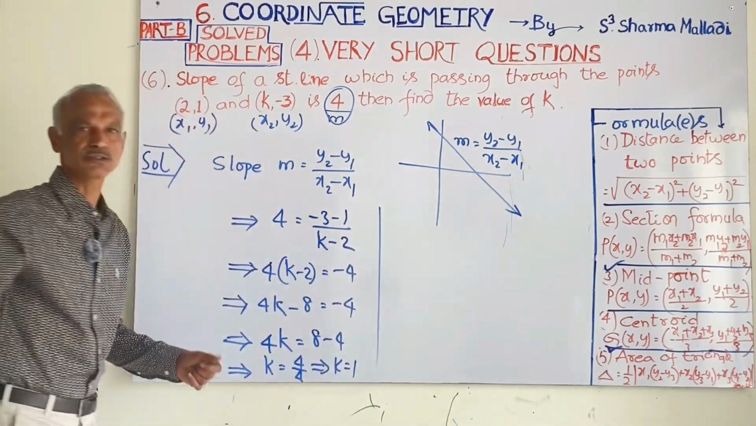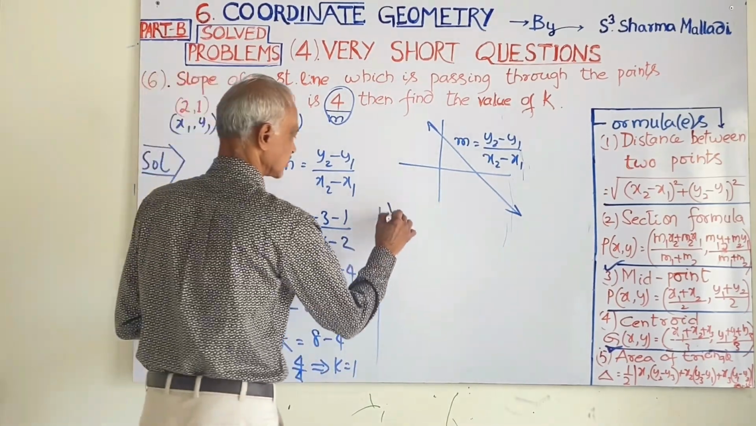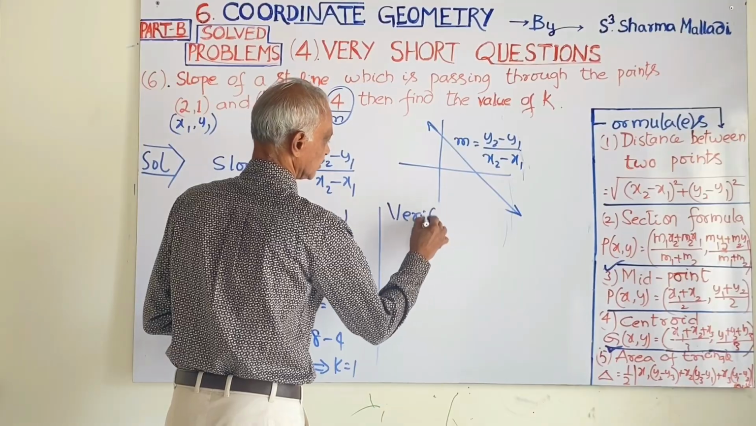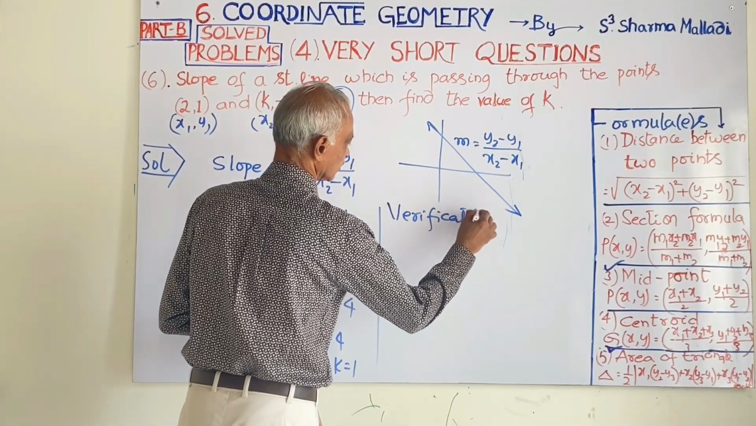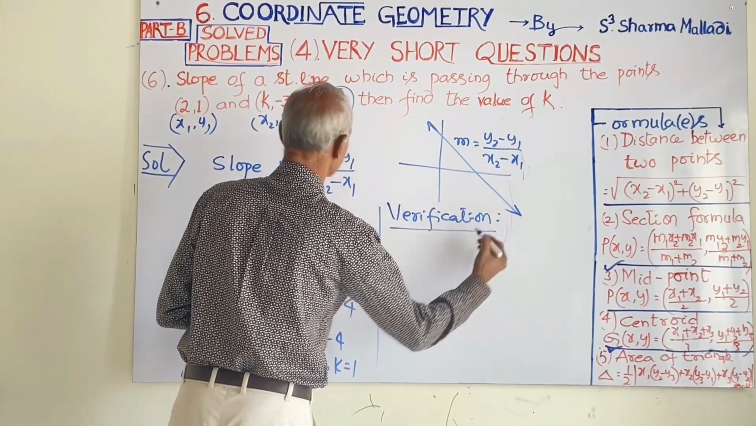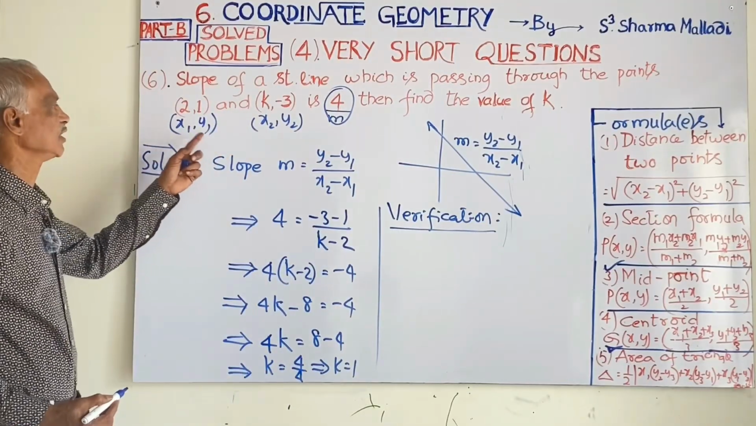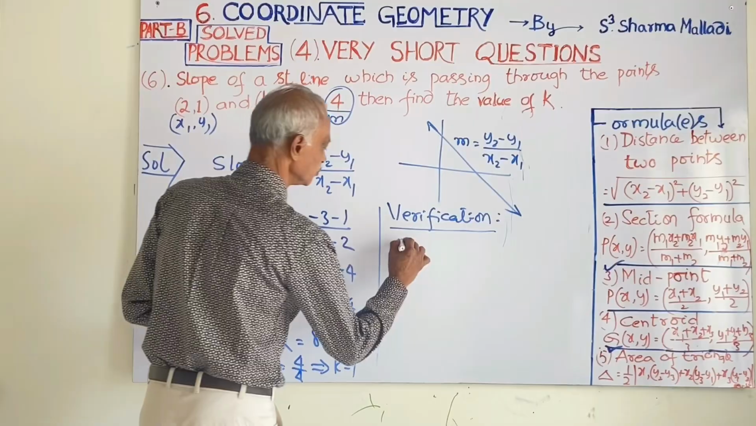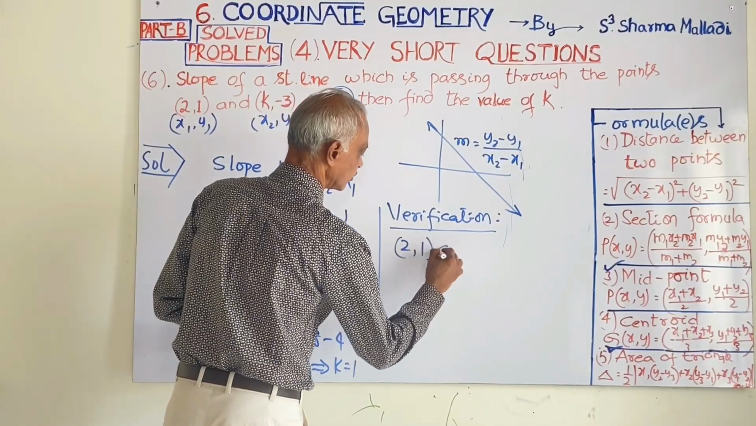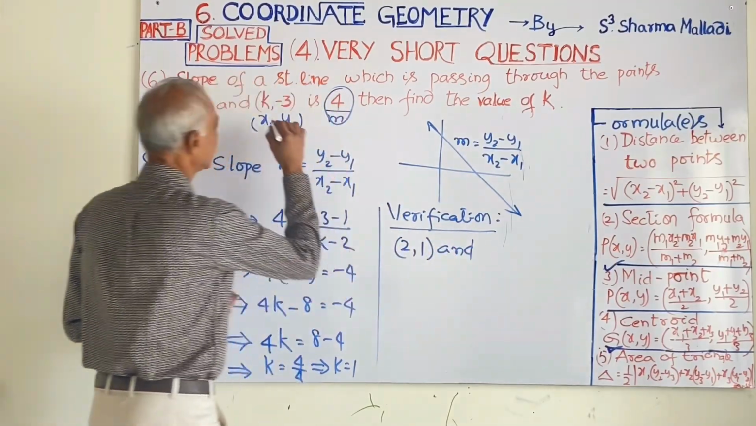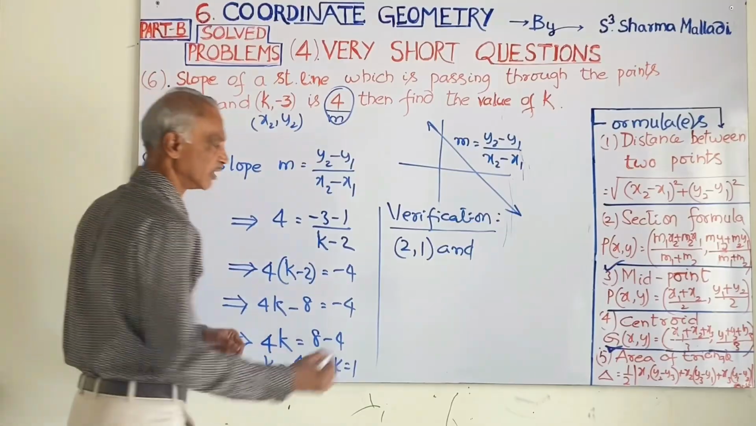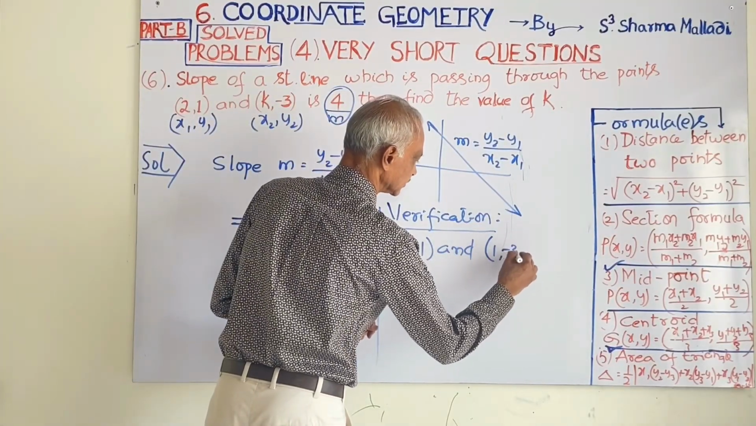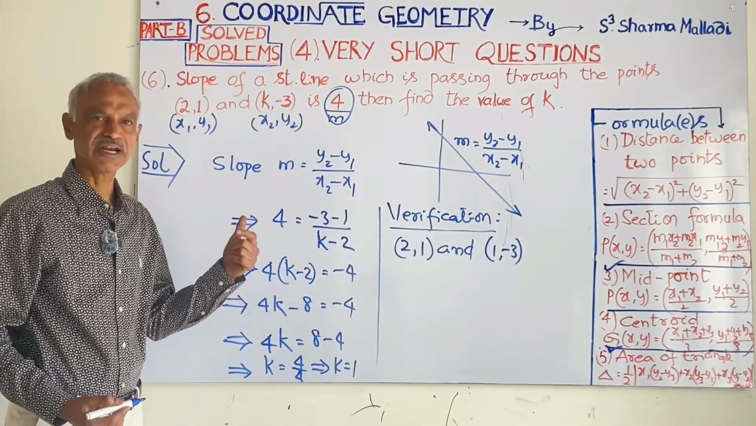Whether our answer is true or false, you can check. Verification. See, x1 y1, x2 y2. (2, 1) means 2, 1. And what is the other point? (k, minus 3). What is the value of k? 1, minus 3. Now we have to find the slope.